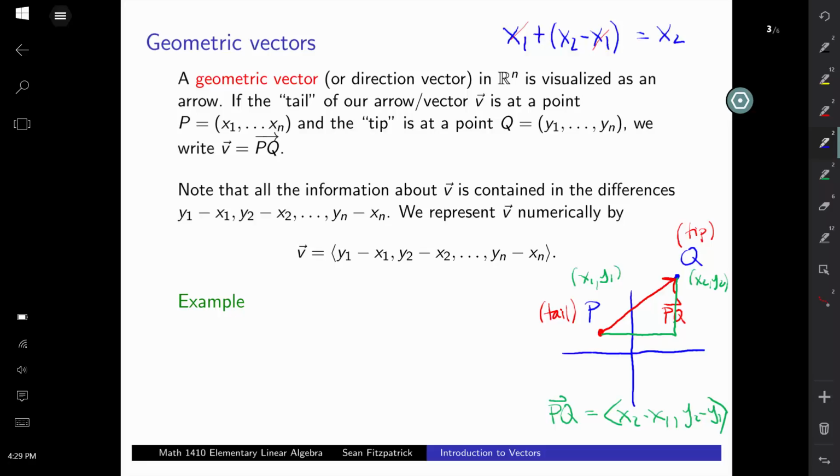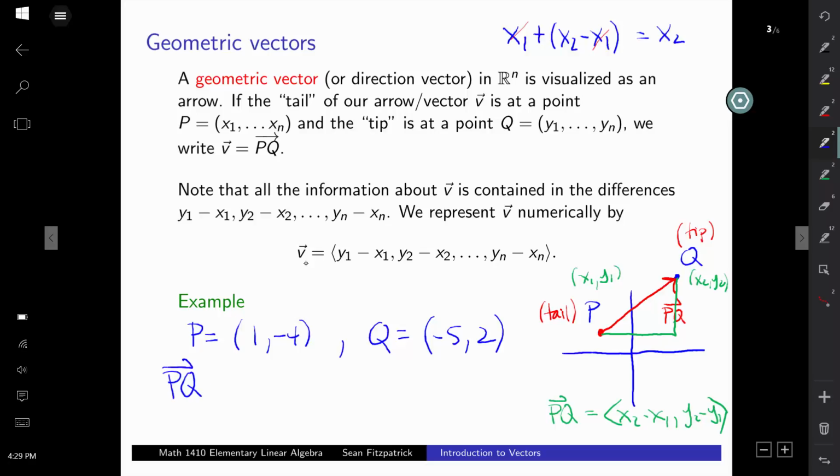Okay, so just to give you a quick example, let's take this two-dimensional picture, and let's say that maybe P is equal to the point 1, minus 4, maybe Q is equal to the point minus 5, 2, and so the vector PQ would be, and again remember, you've got to be careful here that one of the common mistakes is to subtract in the wrong order. You always want to do tip minus tail, right? So this vector from P to Q, we want the differences between the head and the tail. So we want to do tip minus tail.